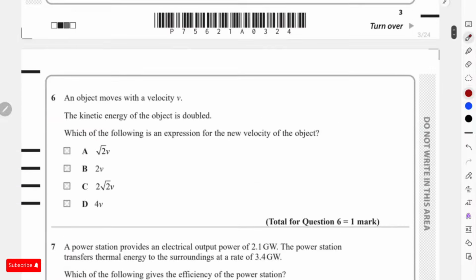So again, moving on to question 6. An object moves with velocity v. The kinetic energy of the object is doubled. Which of the following is an expression for the new velocity of the object? Okay, so for the previous case, the kinetic energy was equal to half mv squared, and now for this situation, since the kinetic energy of the object is doubled, it will be 2 KE, which is just mv squared.